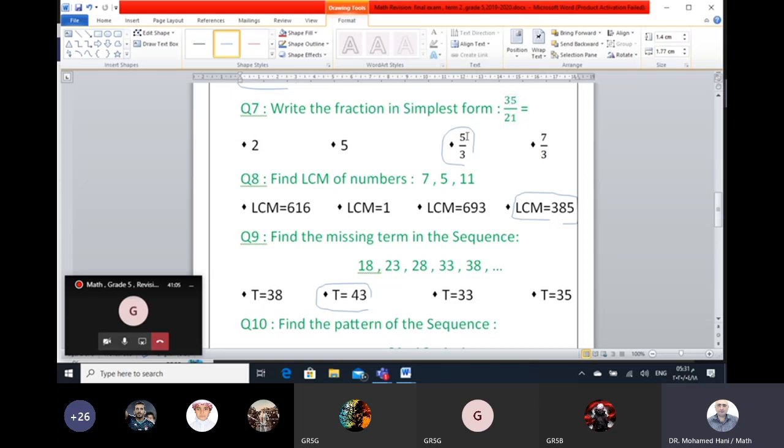35 divided by 7 will be 5. 21 divided by 7 will be 3. So this is the right answer.